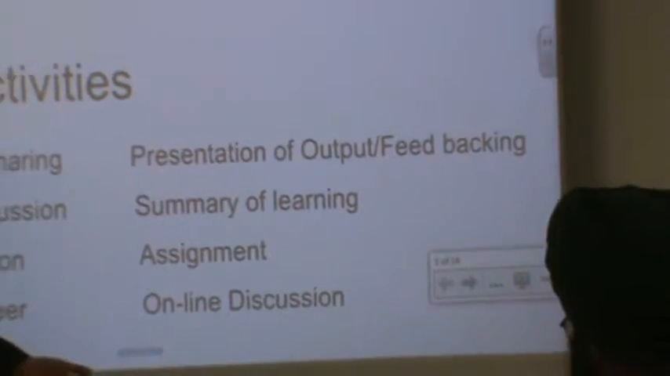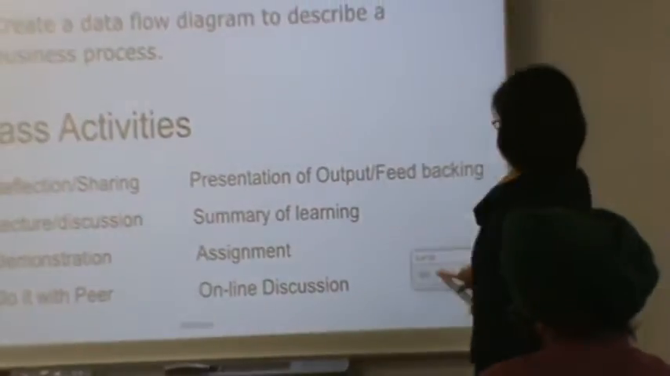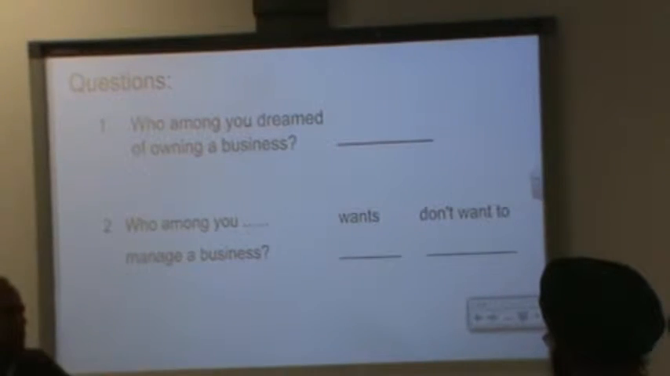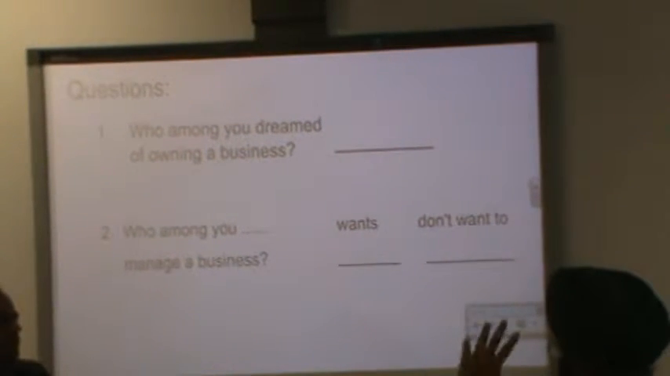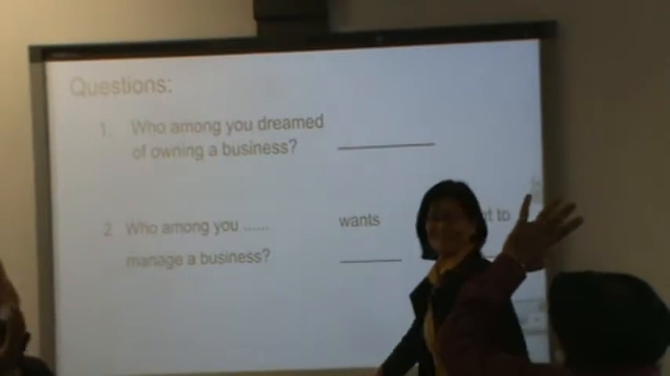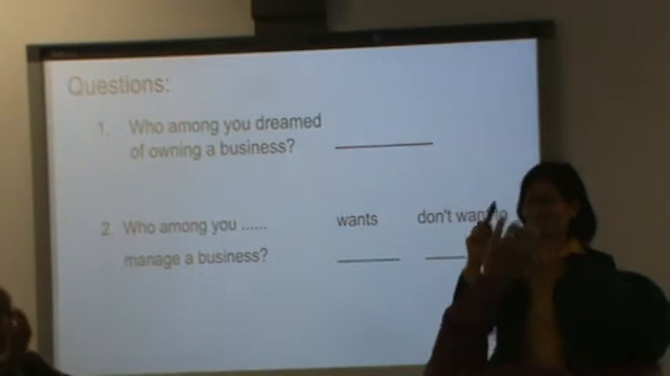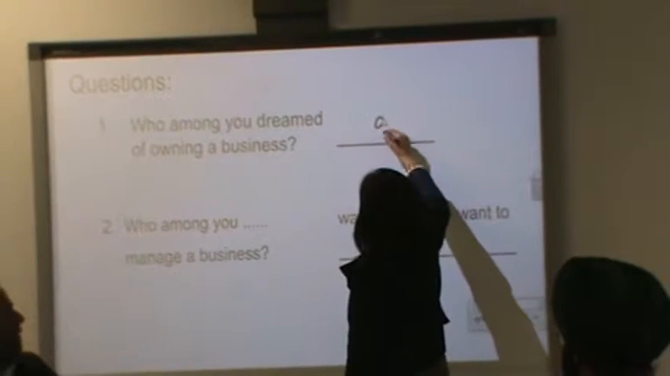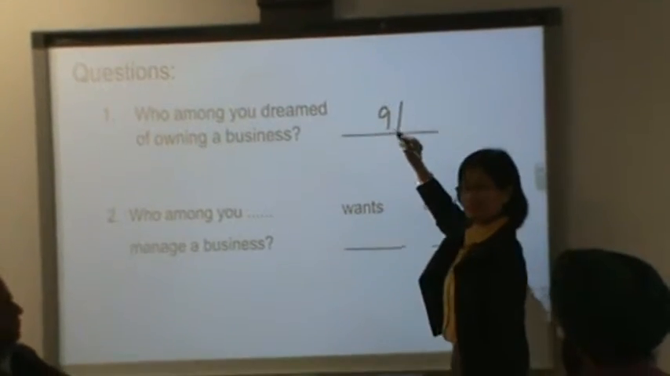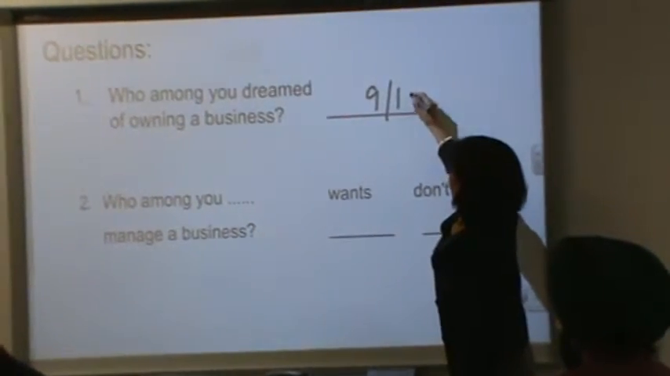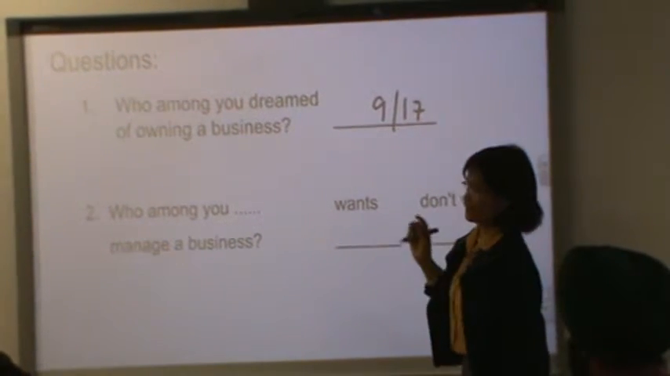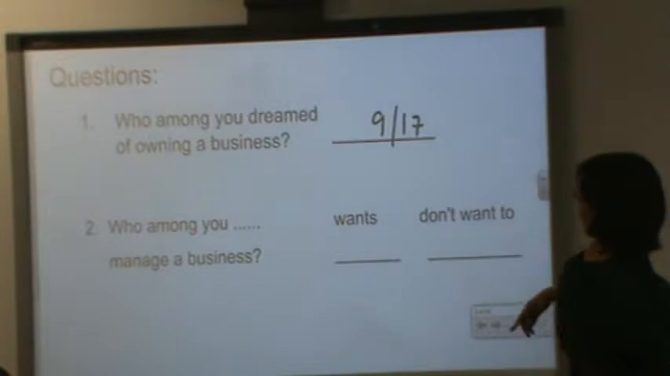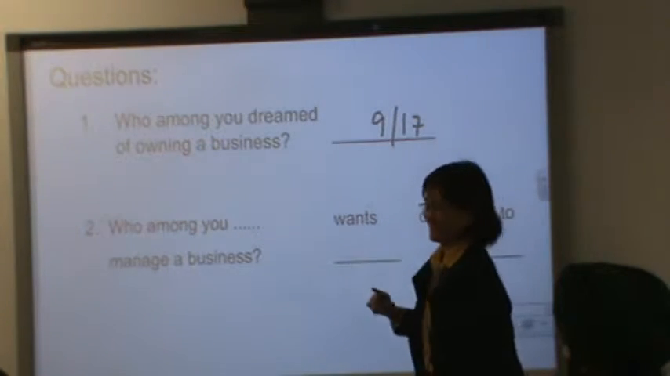Okay? So, at this point, I'd like to ask you, how many of you had dreamt of owning a business? Can you raise your hand? Oh, so you have 1, 2, 3, 4, 5, 6, 7, 8, 9. This is 9 out of, how many of this? 17. How about you, 16? Yes, of course. I have 10, then 10. I like it, 10.